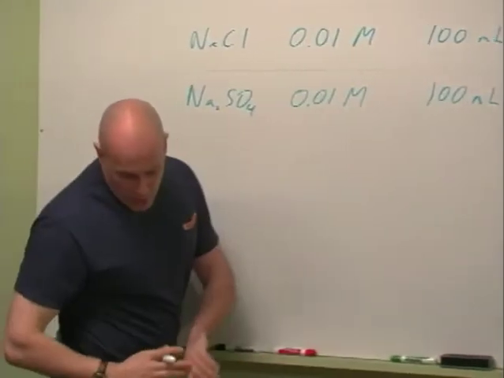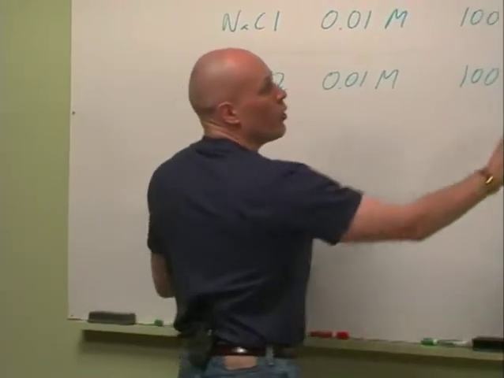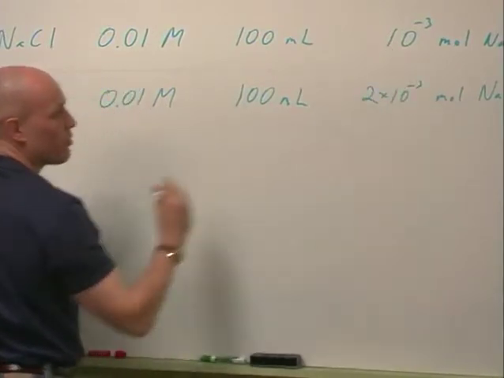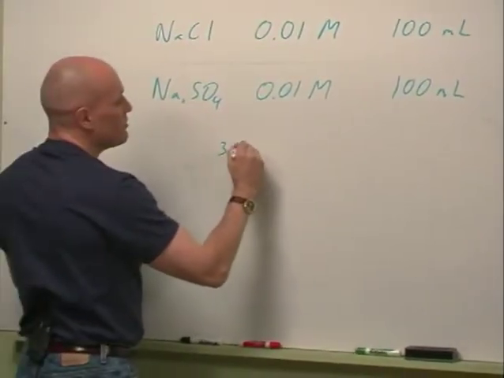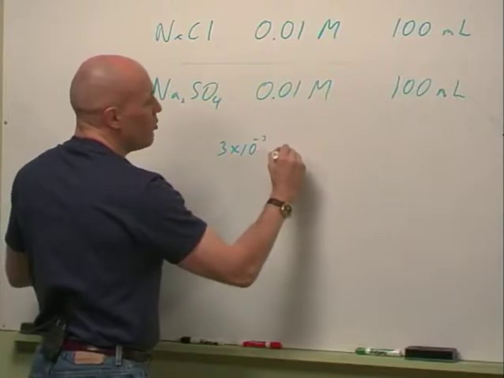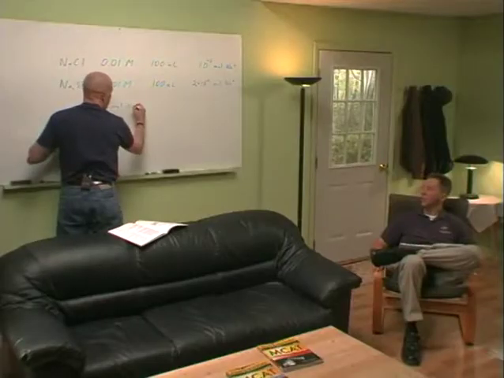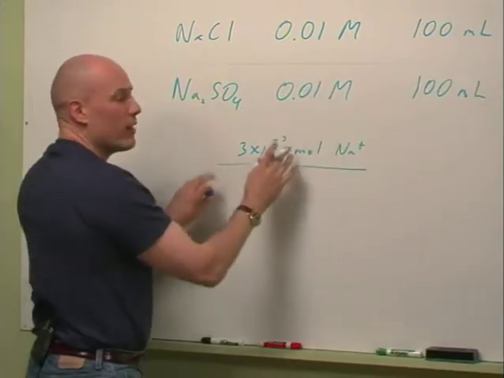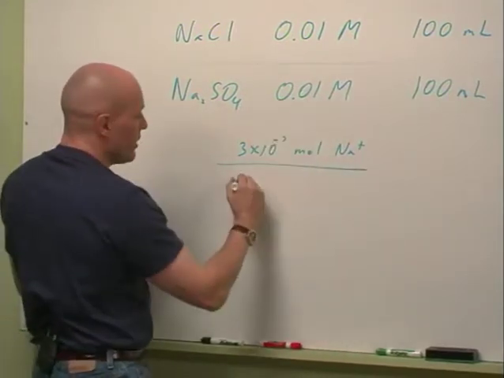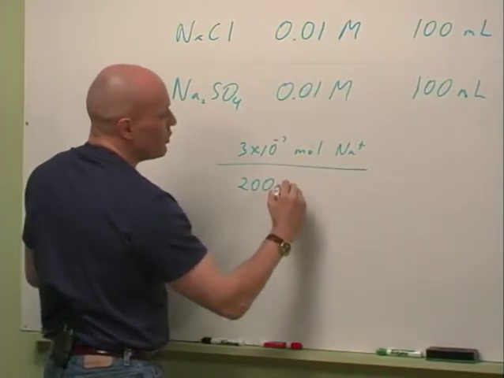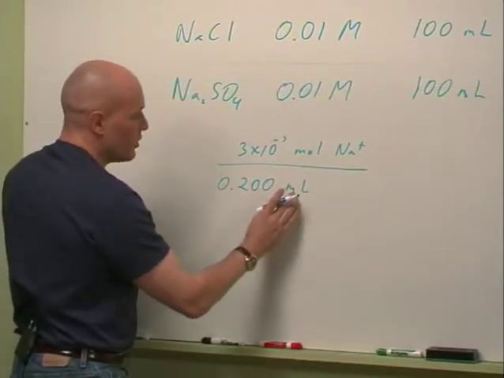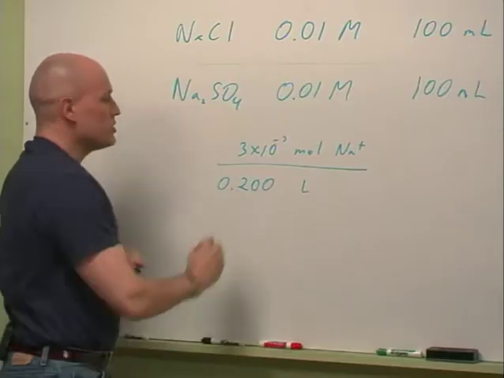Now to find the molarity, and that's what the question is asking for, we're going to add our number of moles. This is 2 and this is 1 more. So we have 3 times 10 to the negative third total moles of sodium from both solutions combined. And then we have to divide by the total volume, which is going to be 200 milliliters. And actually, let's change that to liters. So 0.2.